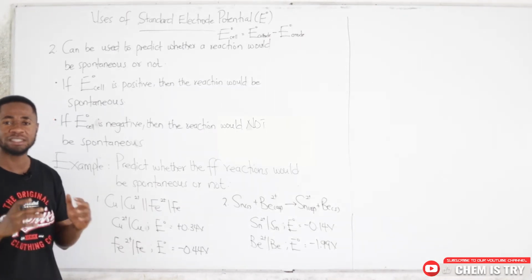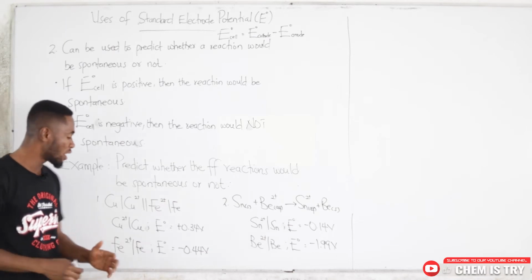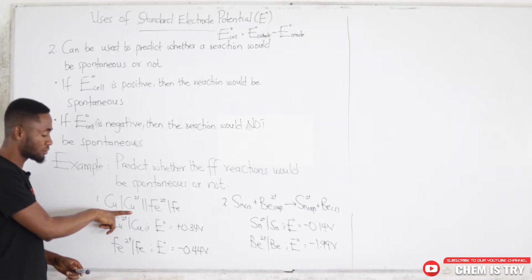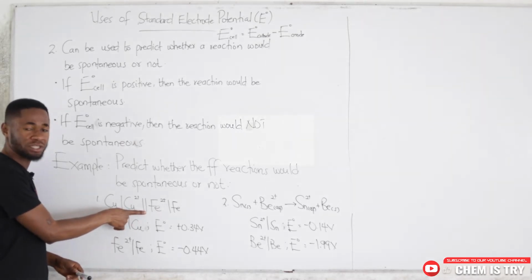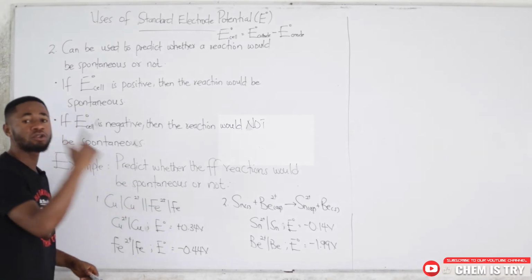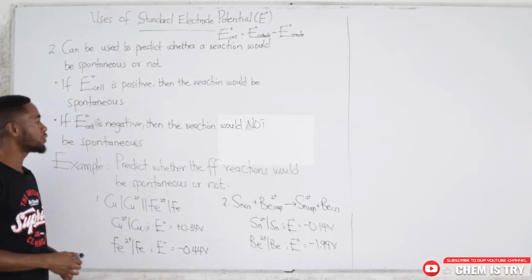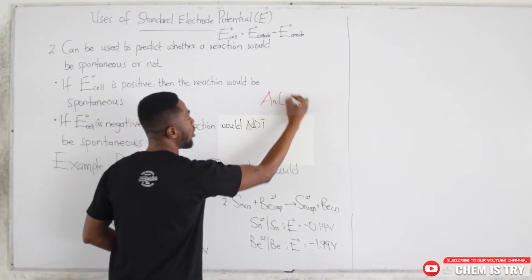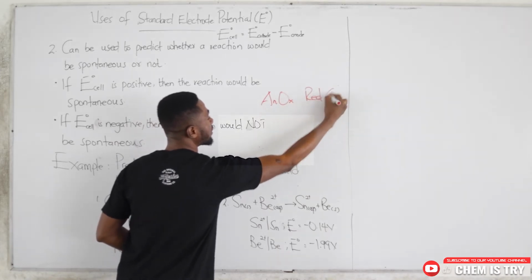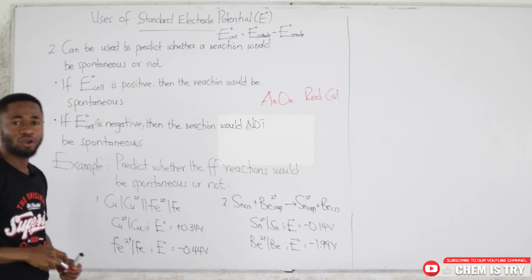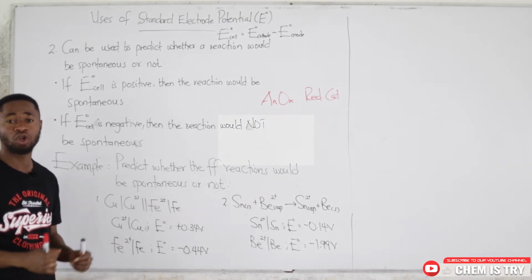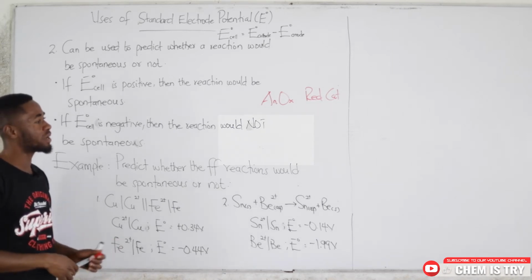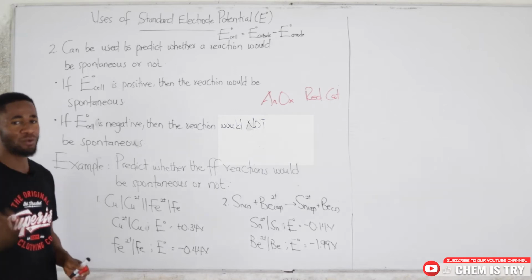Remember we said when we are writing the cell notation, we first write the oxidation reaction. Then we bring our salt bridge. Then we write our reduction reaction. And what did we say about oxidation and reduction? Oxidation is anode, and reduction is cathode. Which means our oxidation reaction is going to constitute our anodic reaction, and the reduction reaction is going to constitute our cathodic reaction.